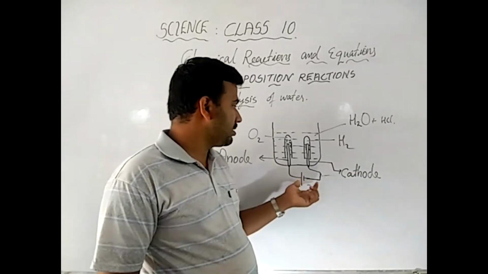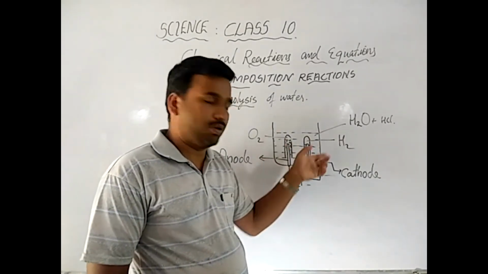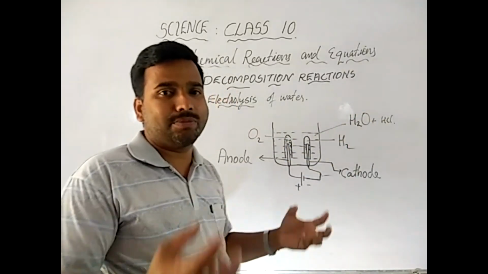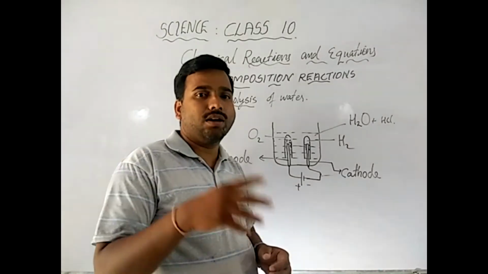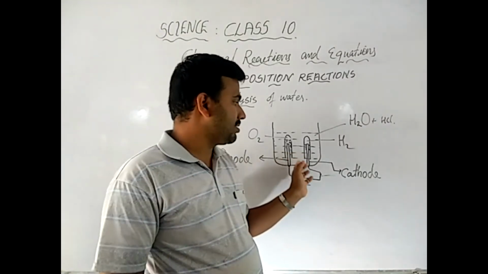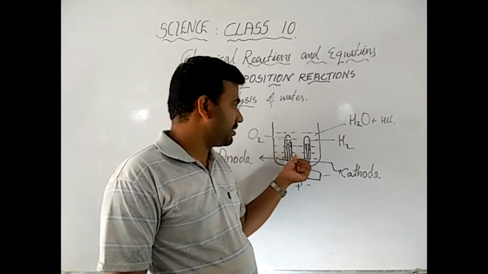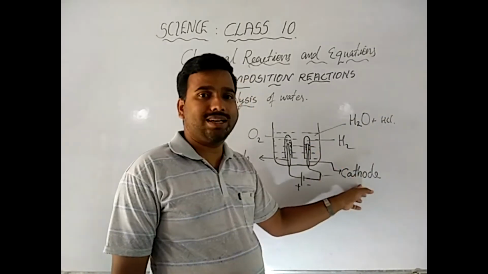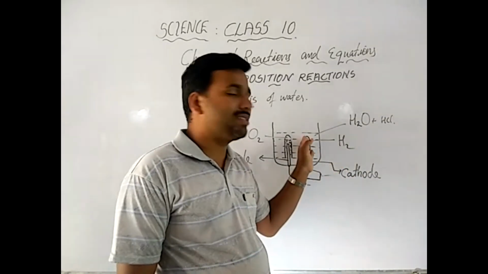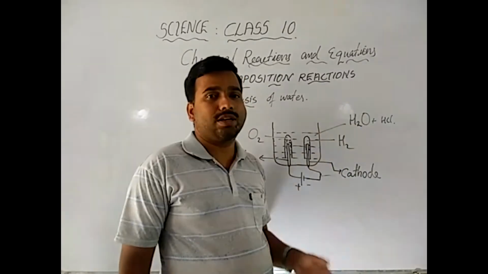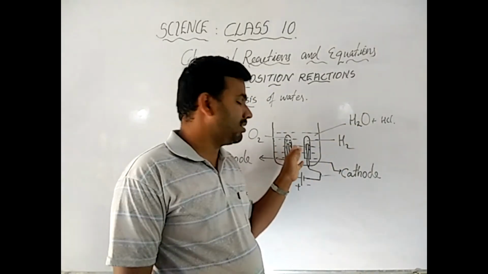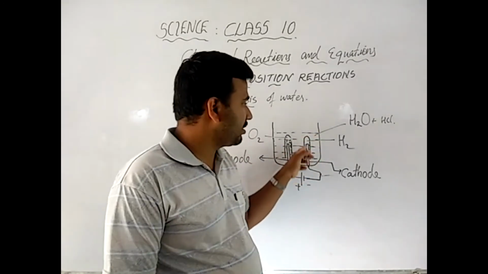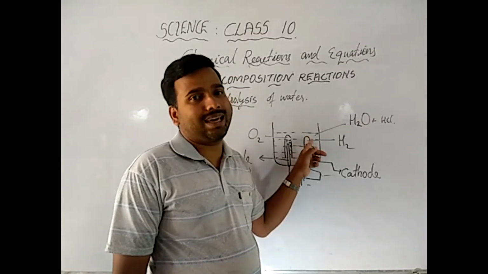So as you switch on the device, what will happen? Current will start passing through the solution, and as a result water molecule H2O will break up to give hydrogen and oxygen gases. The hydrogen gas will be released at the cathode, the negatively charged terminal. The H+ ions present in the water will move towards the cathode and get released at the top of the cathode.